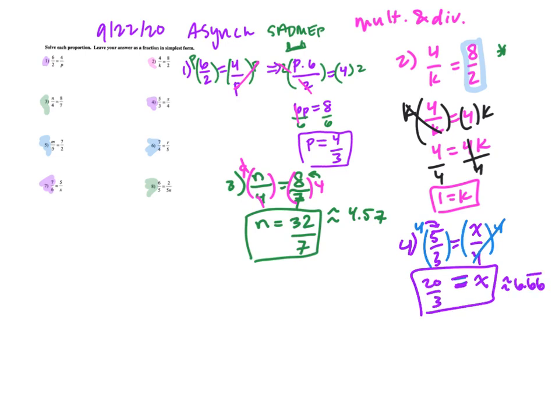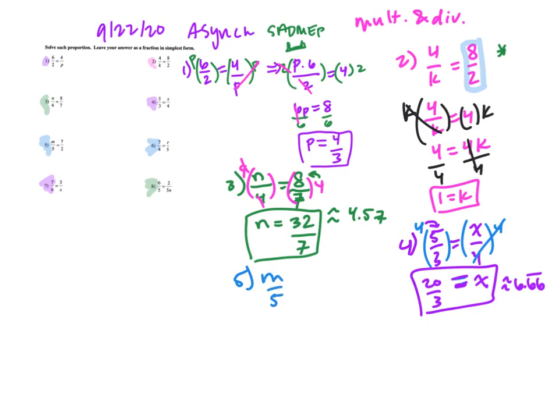6.66 with a bar. Don't be worried about that. It's fine. Okay. Part 5, number 5. Same thing as these other ones. I'm going to do part 5, I guess right here.